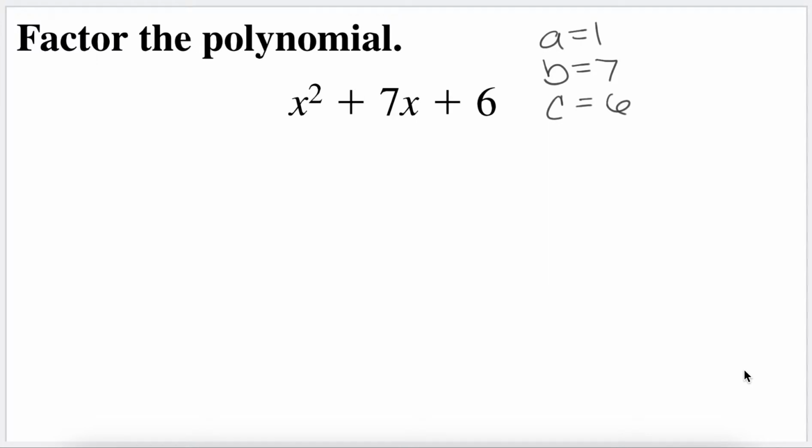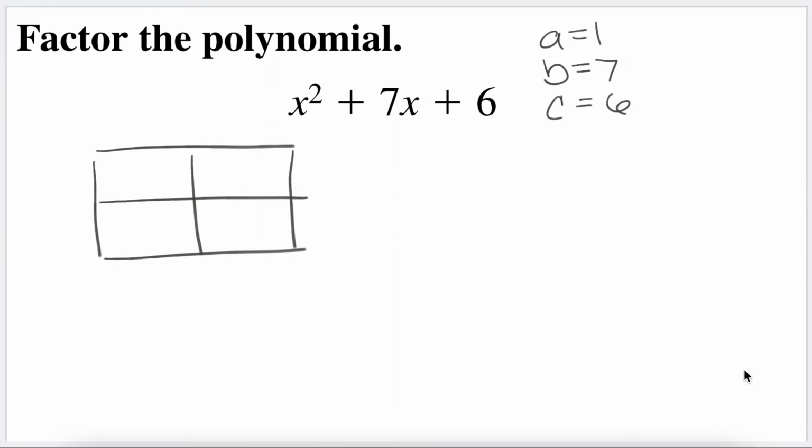So when I do this, I actually draw a box like this. And in this first section, I put my first term. So I'll put x squared here. I put my last term in this bottom right-hand box. So that would be 6. And then in these two boxes, I put the factors of 6 that when added together give me my middle term.